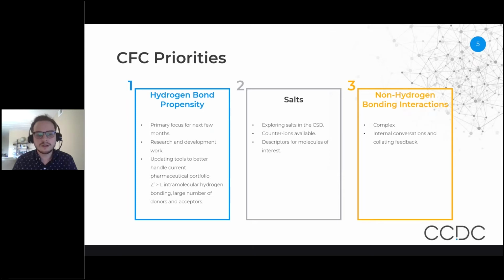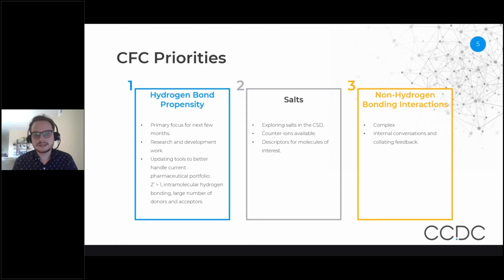We plan to update our tools to better handle current pharmaceutical portfolios and the current landscape of small molecules. And this includes making the tools perform better for Z prime greater than 1 structures which show intramolecular hydrogen bonding, and also larger structures that include large numbers of hydrogen bond donors and acceptors.